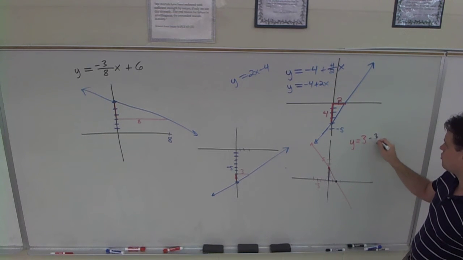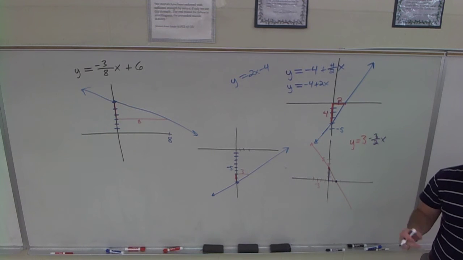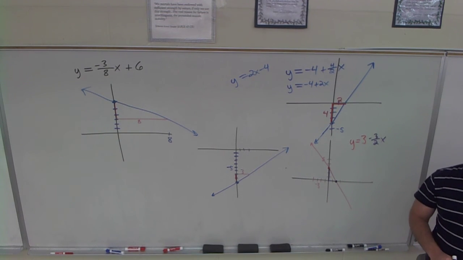So let's say negative 3 over 2 x. You can't really simplify that. It's kind of done. Okay? So there's slope-intercept form again.